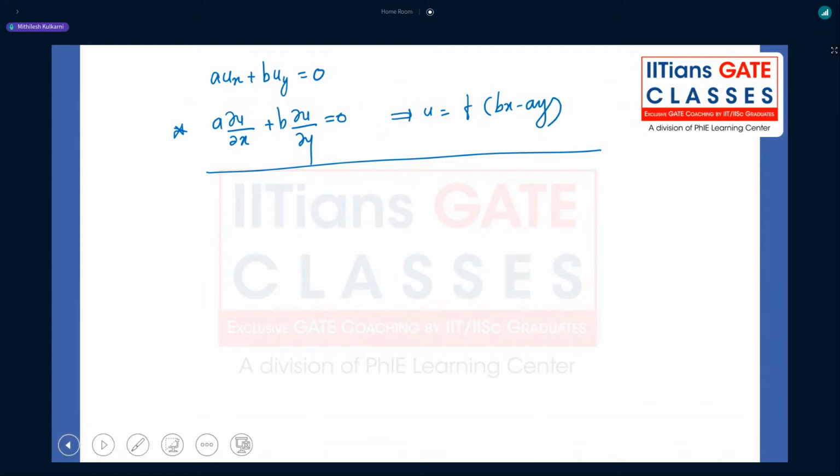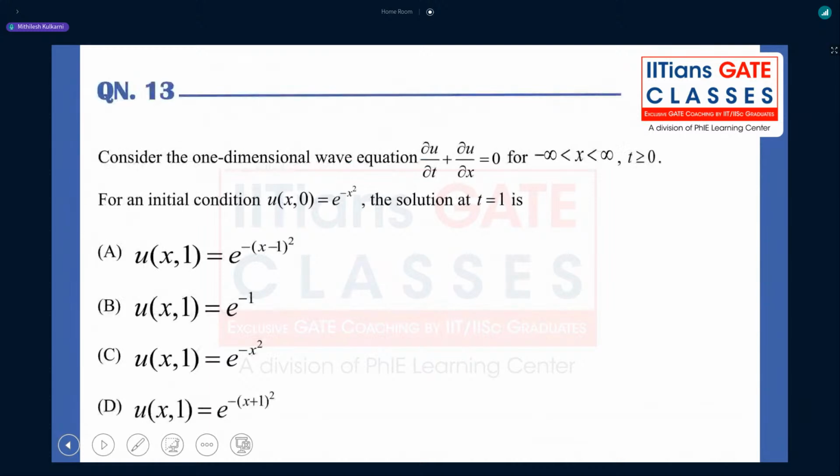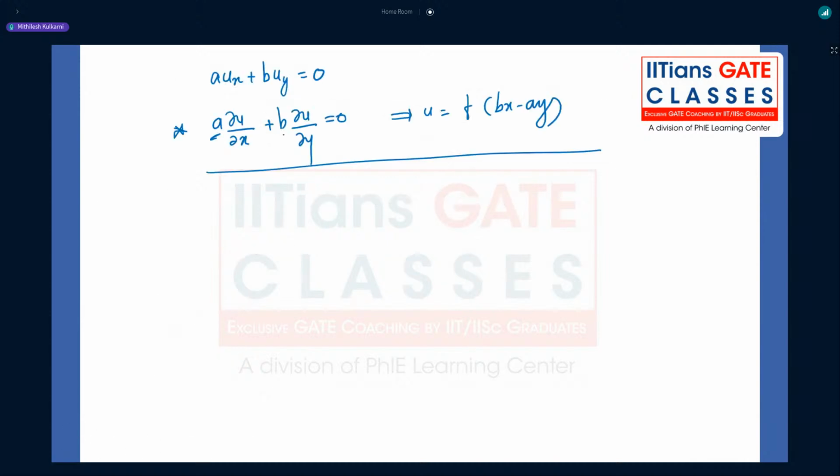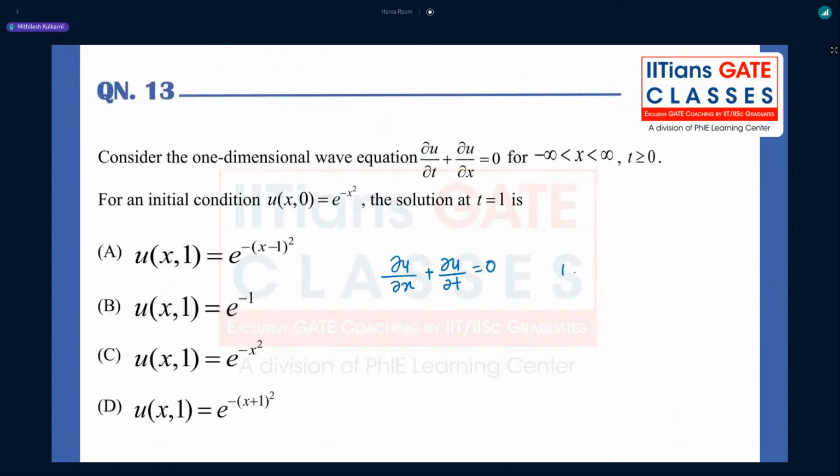So if I look into the current question, it is dou u by dou x plus dou u by dou t equal to 0. Here the value of a and b is 1 because we don't have any coefficients of the derivatives, so their values are 1. So directly we can say u of x comma t should be equal to f of x minus t, for example. Okay.